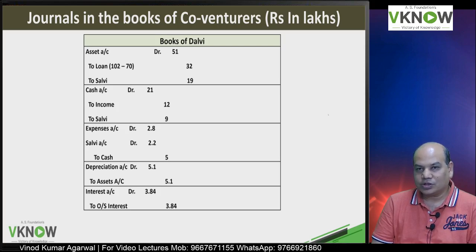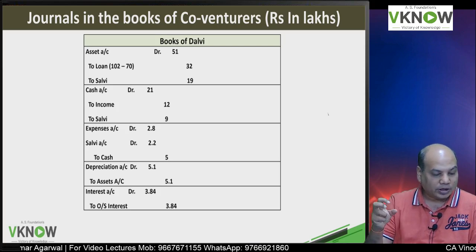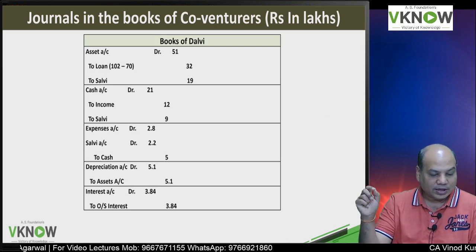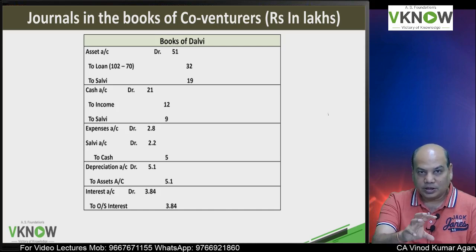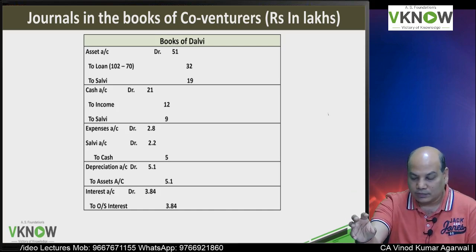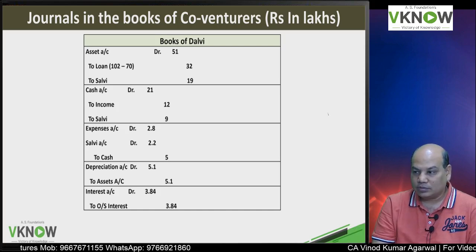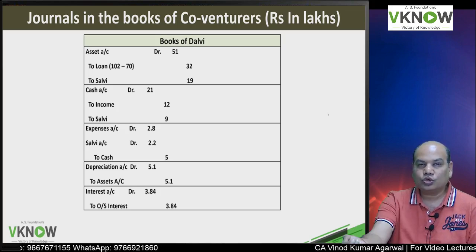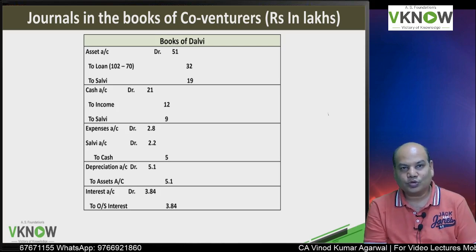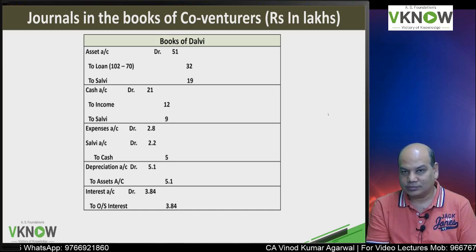Then write down cash account debit 21. They have collected 21 from bus hire charges. Cash account debit 21, but their share of income is only 12. To income 12. Collected 21, but share of income 12. To Salvi Limited 9.